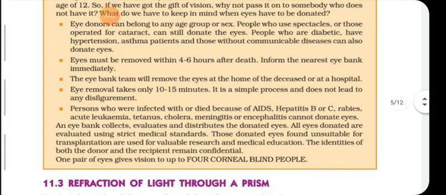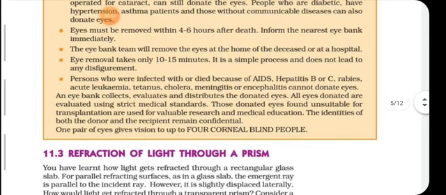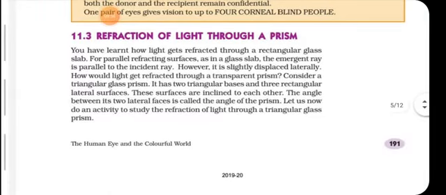Fine. The eyes which are removed from the deceased but cannot be donated due to some unsuitable reasons are used for valuable research and medical education. The identities of both the donor and the recipient remain confidential. One pair of eyes gives vision to up to 4 corneal blind people. I repeat, one pair of eyes gives vision to up to 4 corneal blind patients.